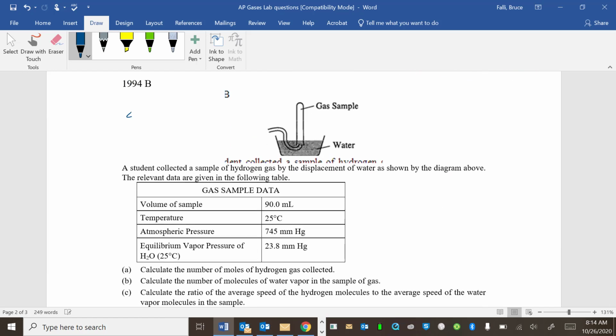I'm using the ones from the 90s because I think they're a little bit harder. There are other gas problems that are a little more recent, and you'll probably see one of those on your quiz. Student collected a sample of hydrogen gas by displacement of water as shown on the diagram above.